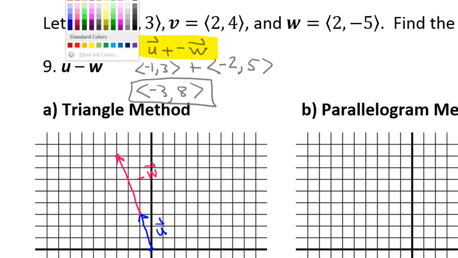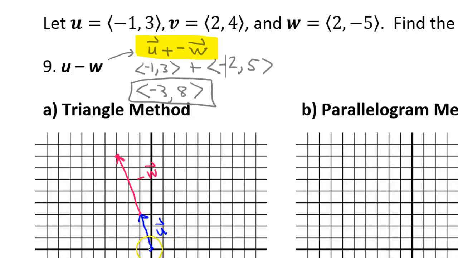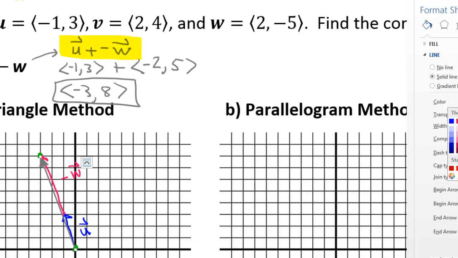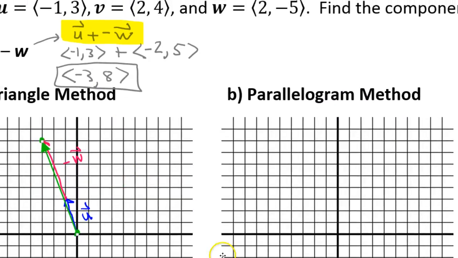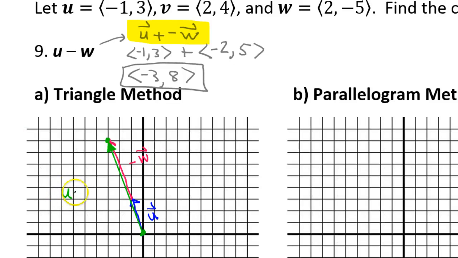My final answer, what we would call the resultant vector, is going to go from the initial point all the way to the terminal point. This is not going to form much of a triangle. It's almost a straight line, but we can still see the answer. I'll go from the initial point to the terminal point, and there it is. I'm going to color it green again. That green is the resultant vector, so I'll write u minus w here in green. Notice the components. This vector goes left 3 and up 8, just like we predicted algebraically.